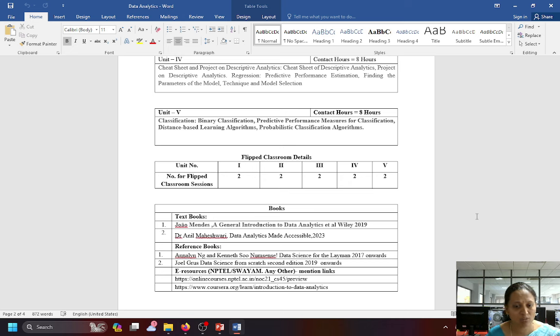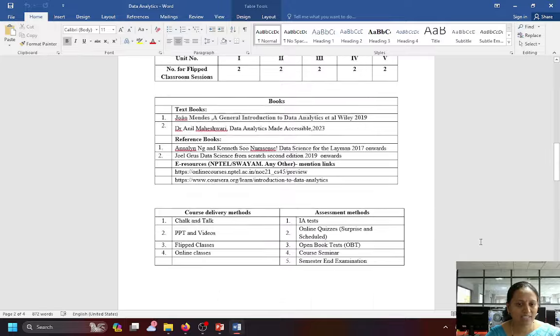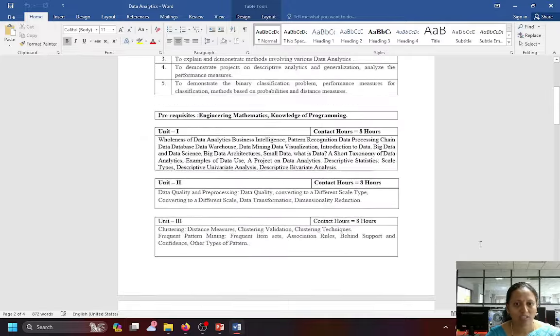Also, we have the e-resources content such as NPTEL and SWAYAM, which will help you work out many of the projects, quizzes, or tasks that we are supposed to have after the completion of the course, or in between after your IAs. So these are the things we have planned to cover.